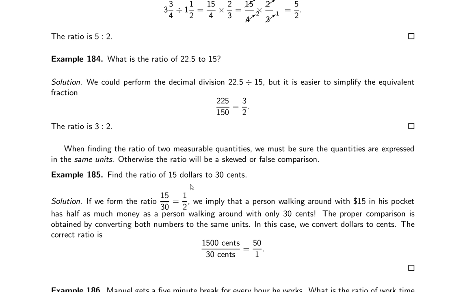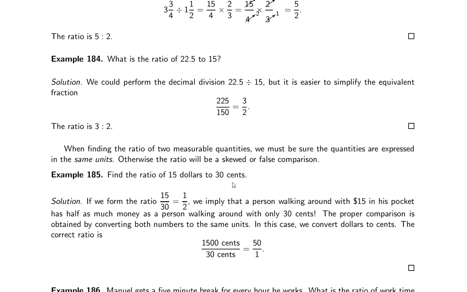Right here we're comparing quantities with different units. So this is like the mixed units we looked at before. Here we're comparing $15 to 30 cents. All right, so $15 is going to be much bigger than 30 cents. So how do we compare these two?